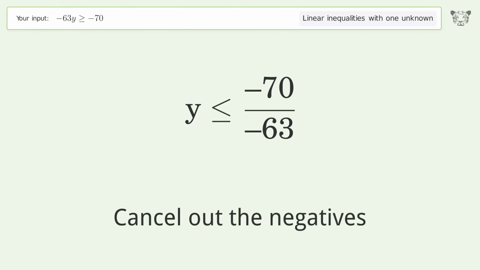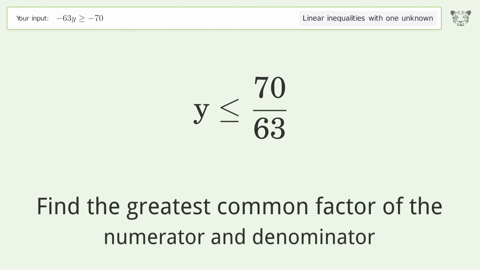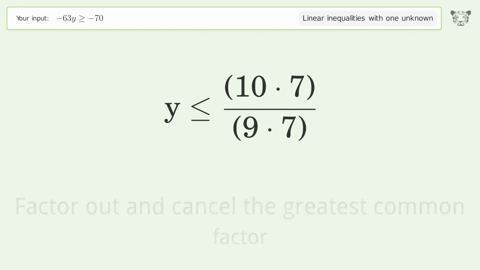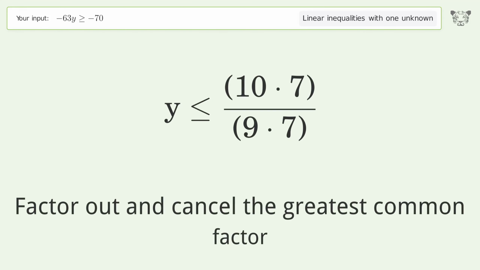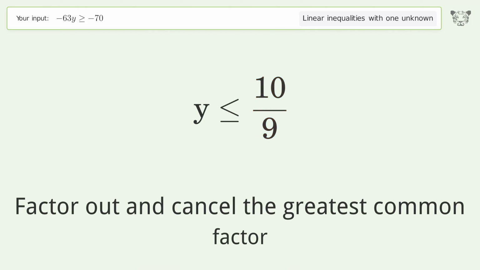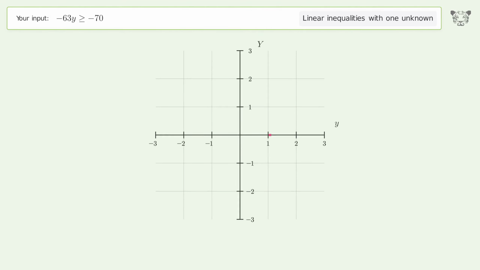Cancel out the negatives. Find the greatest common factor of the numerator and denominator. Factor out and cancel the greatest common factor. Plot the solution on a coordinate grid. And so the final result is y equal or smaller than 10 over 9 equal or smaller than 11 over 9.